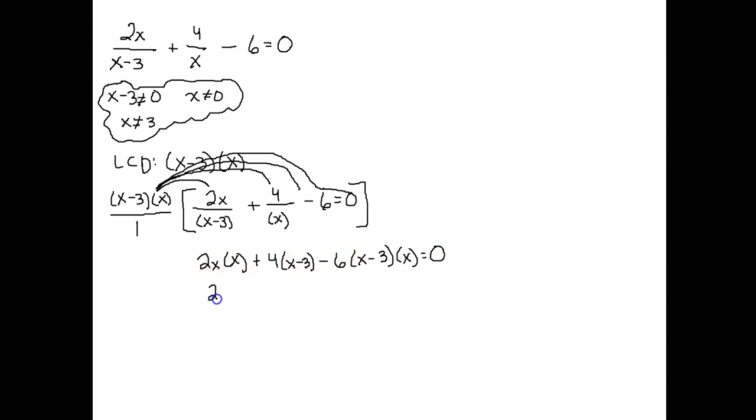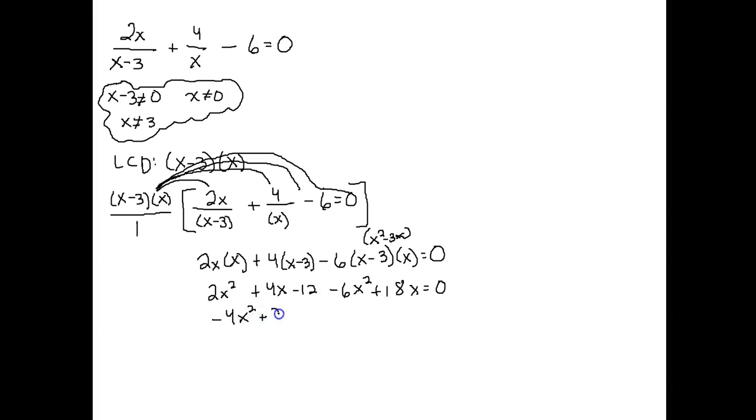So we've got 2x squared plus 4x minus 12 minus 6x. Ooh, we got to distribute there. Let's distribute these two first. x times x minus 3, that's going to be x squared minus 3x. So distribute the minus 6x squared plus 18x. I feel like that was easier. So we got a nice quadratic equation.